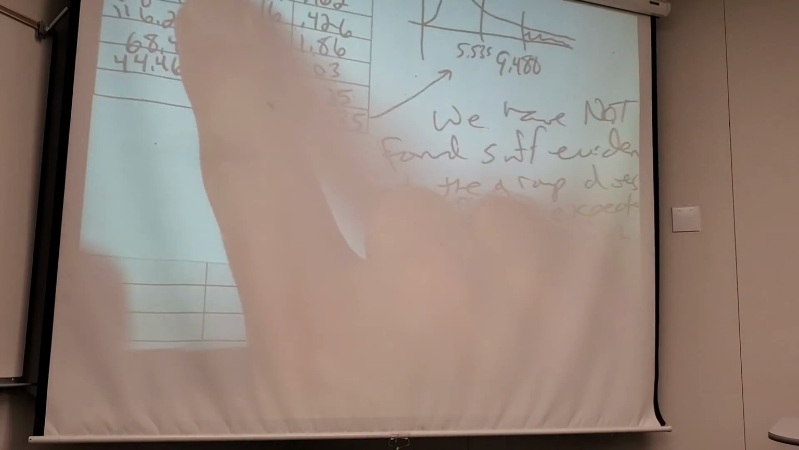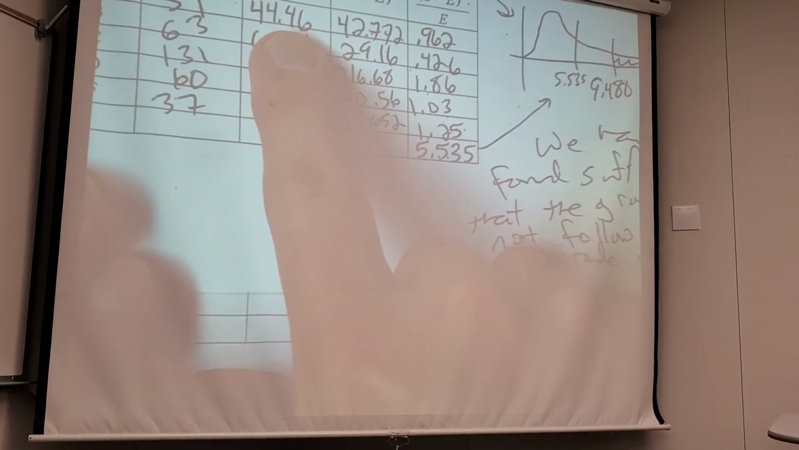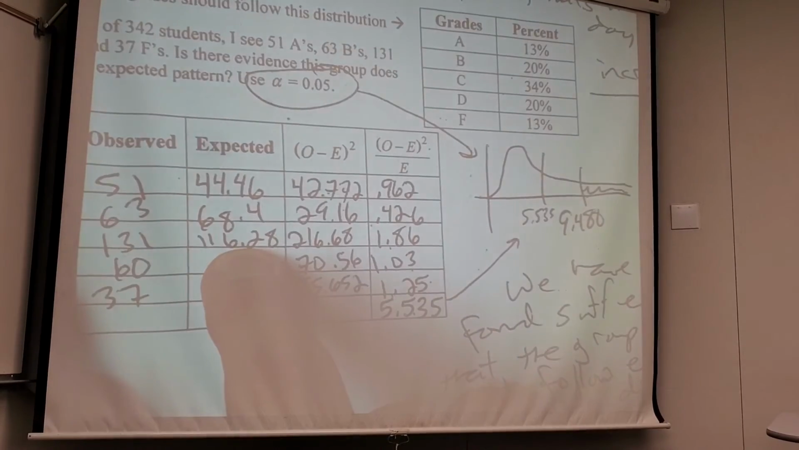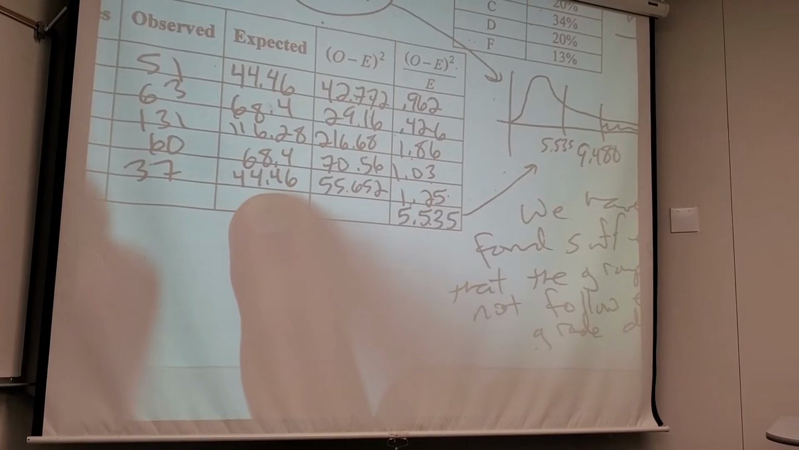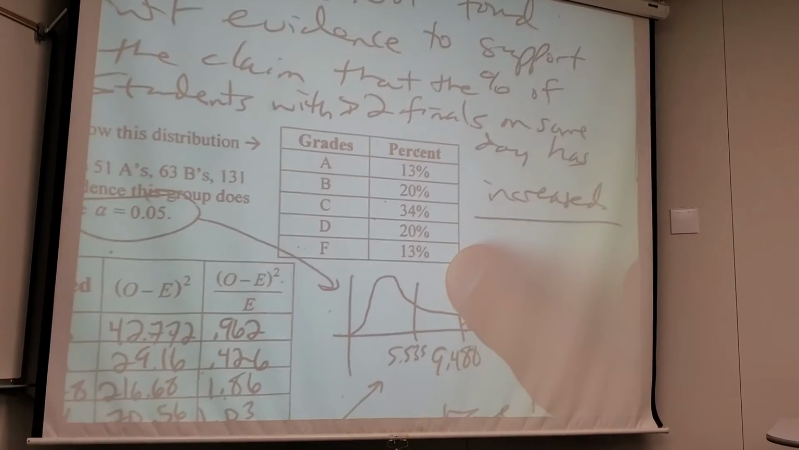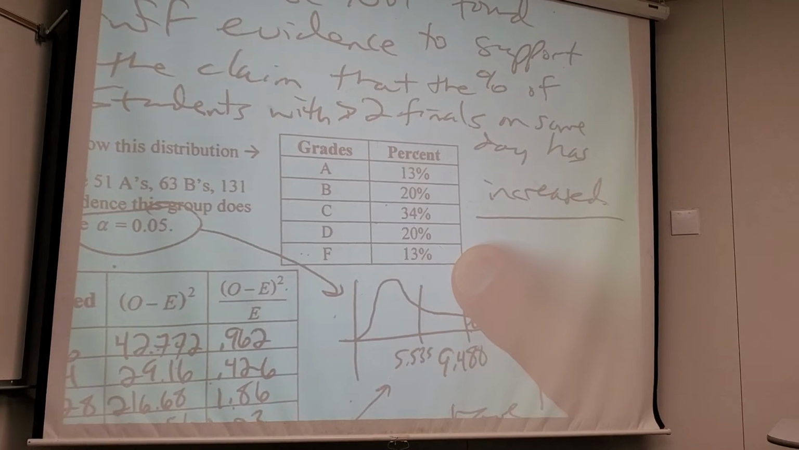So 13% of 342 was 44.46, right? Then 20% is there, and then what was it? 34% is there, and then it repeats itself going back down. This is a rough approximation of a normal curve. I'm kind of testing to see if these grades are normally distributed.